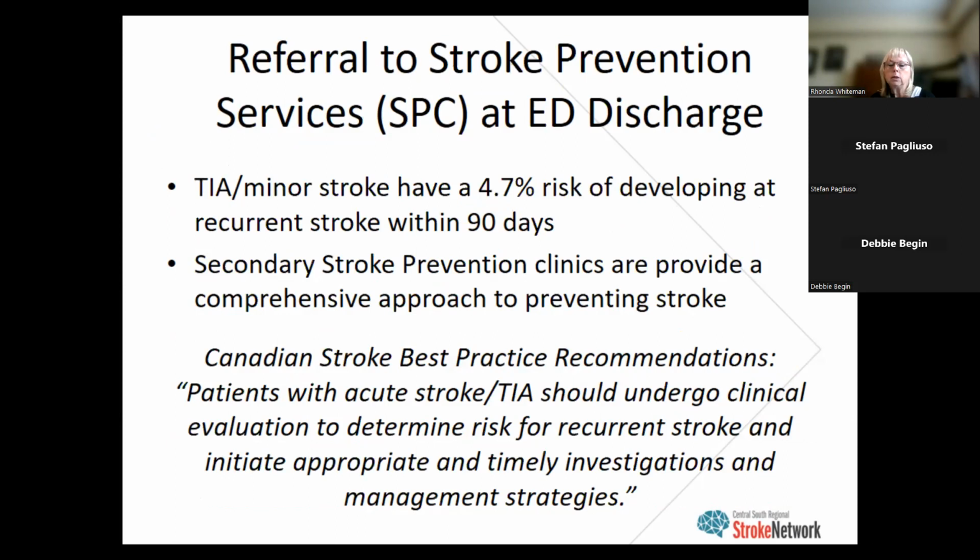And so really, stroke prevention clinics provide a comprehensive approach to preventing stroke. And the best practices would say, acute stroke or TIA should have that clinical evaluation to determine the risk of recurrent stroke, initiate appropriate and timely management and investigations. And so for patients with TIA or minor stroke who can be discharged home, our goal is that 100% of patients discharged from the ED should be referred to stroke prevention clinic.